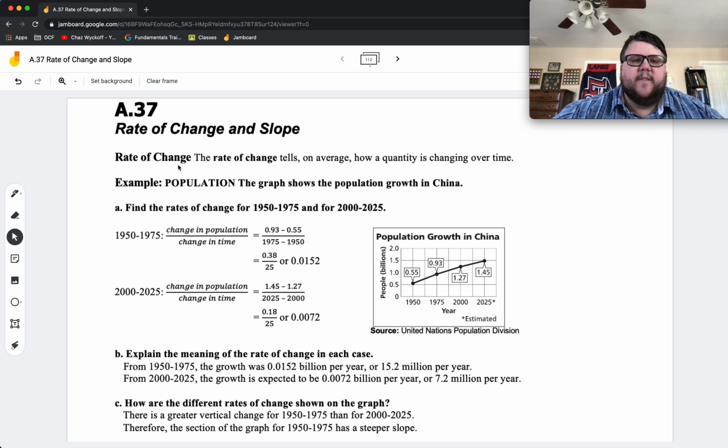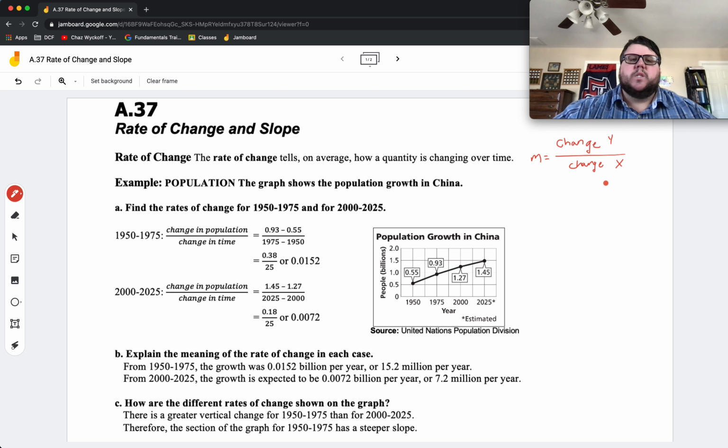First, I want to talk to you about rate of change. The rate of change tells, on average, how a quantity is changing over time. So remember, our slope m was our change in y over change in x. So that was slope. So the rate of change is how does y change in relation to x changing?